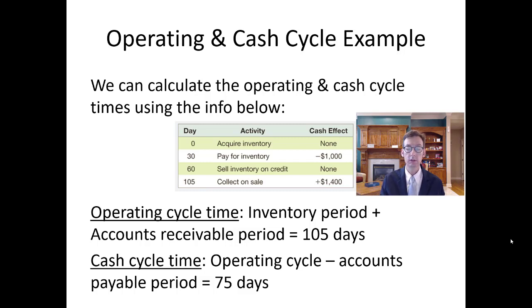So what is our operating cycle time? It's the inventory period plus the accounts receivable period. And so it's going to be the full 105 days that we have there. But what about the cash cycle time? It doesn't include the accounts payable period, and so it won't include that first 30 days. And so we're actually only looking at 75 days for the cash cycle time.